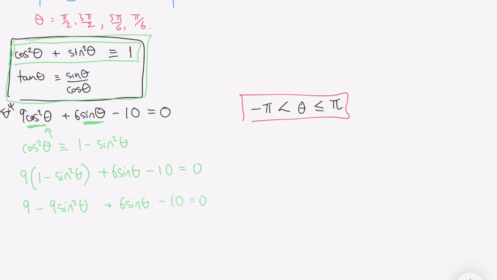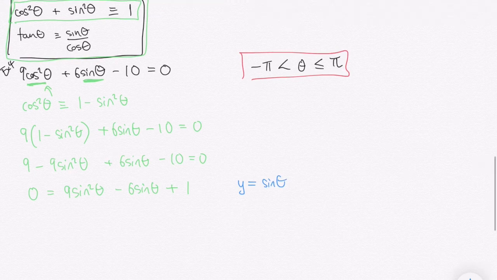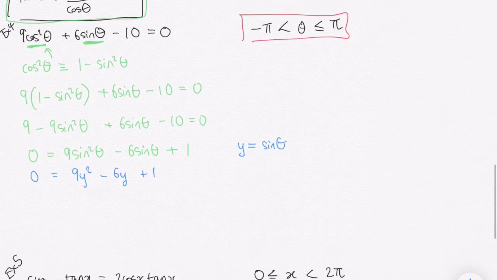And actually, I'm going to add everything to the right hand side. So 0 equals 9 sine squared theta minus 6 sine theta. Add 10, subtract 9, so plus 1. And that is a quadratic in sine theta. And if it helps you, you can let y equals sine theta here and write this as 0 equals 9y squared minus 6y plus 1. Let's see if we can factorise that. We might not be able to, but it's a quadratic, so a sensible thing is to try and factorise it.